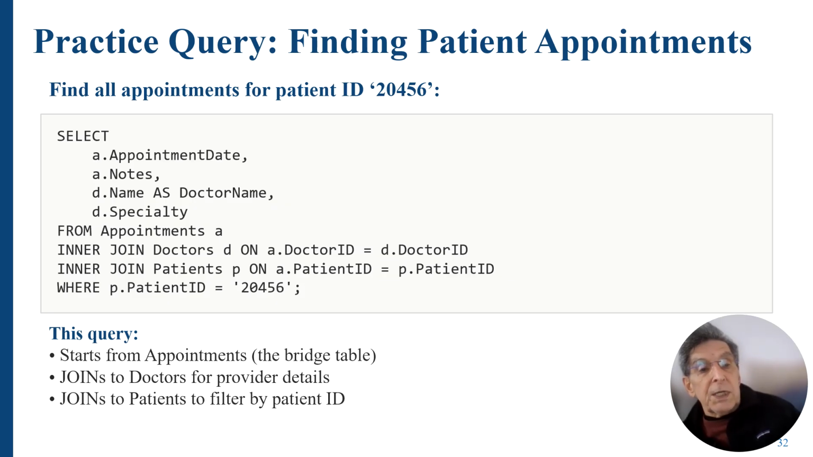We're selecting the appointment date, notes, name, and specialty, and the appointments are from A, using that alias, and D for the doctor name for the providers. And we're getting them from appointments, inner join doctors, inner join patients, and the where at the bottom of the code is what selects just the patient that we're looking for. So this query starts from the appointments, joins the doctors, joins the patient, and filters by the patient ID. A great example. Shows you the power.